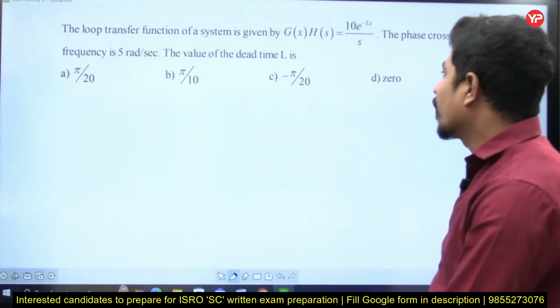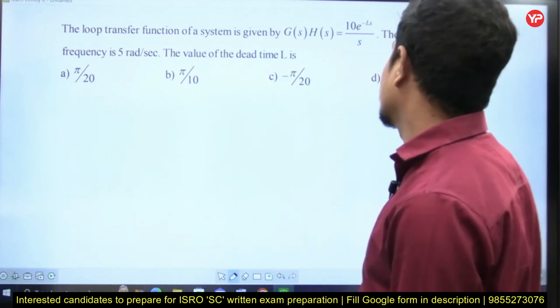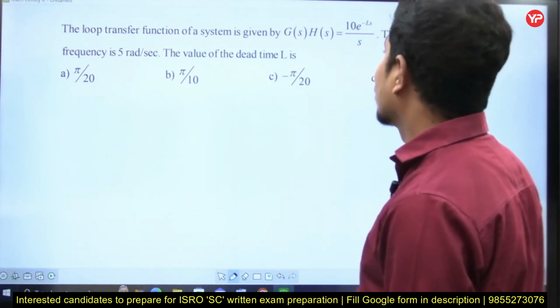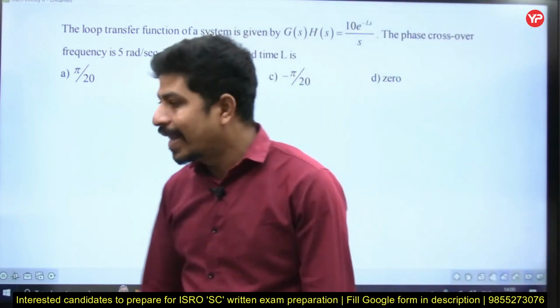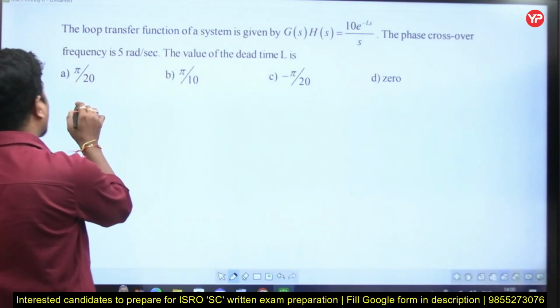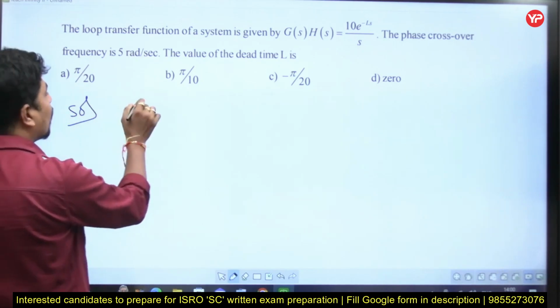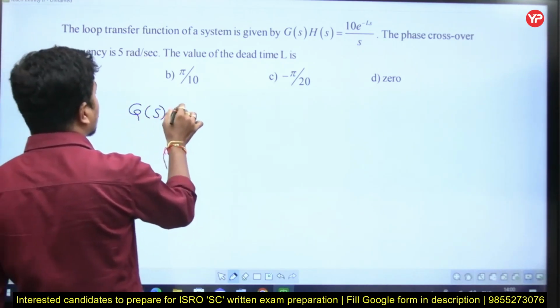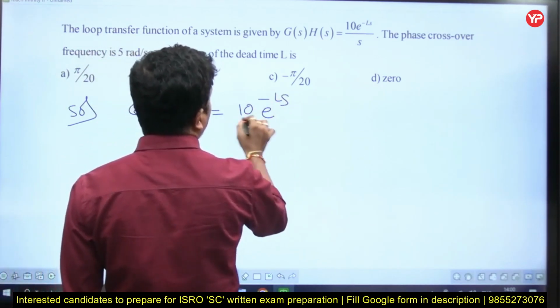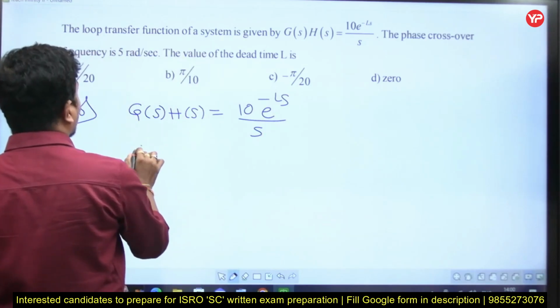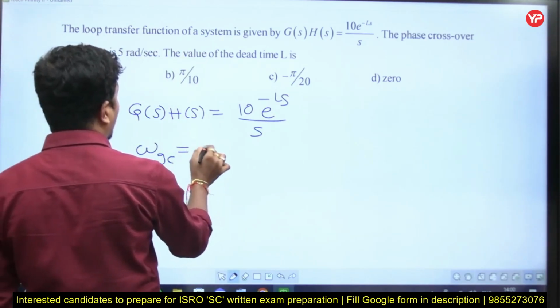The loop transfer function of a system is given by G(s)H(s) is equal to 10 into e power minus Ls by s. The phase crossover frequency is 5 radians per second and the value of dead time L is? Don't worry what dead time is, all that is not required. He has given the open loop transfer function, G(s)H(s) is equal to 10 into e power minus Ls by s.